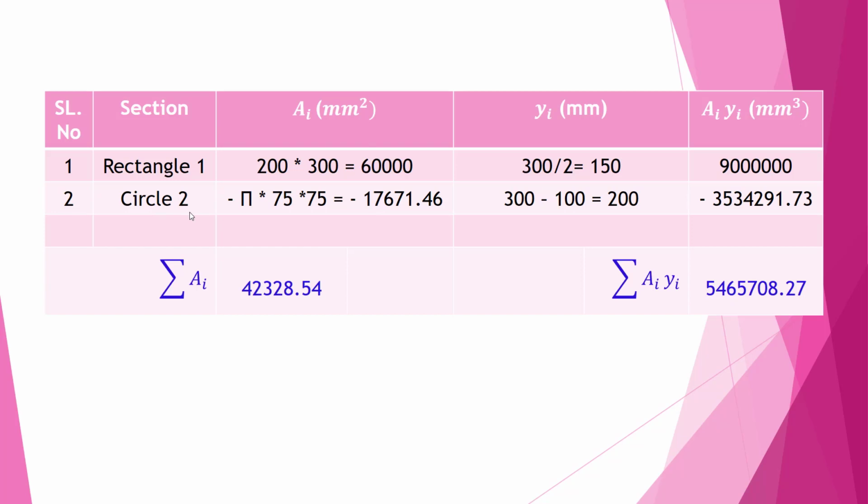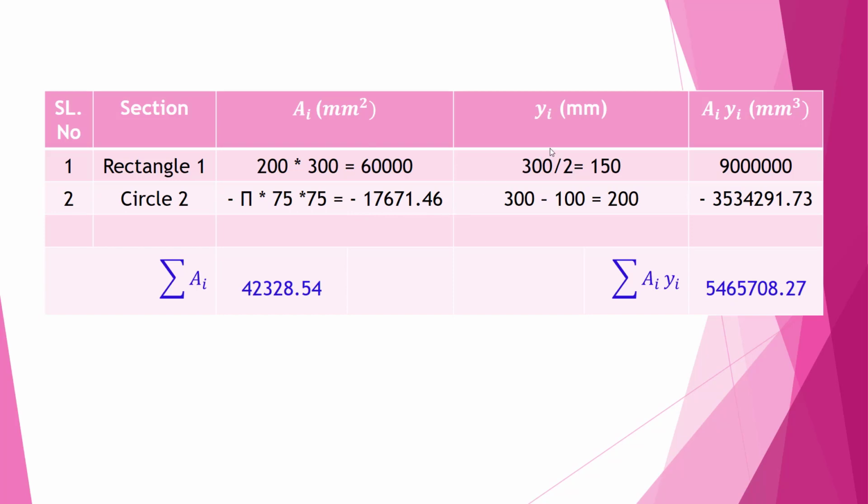Now the second one is the circular section. So we know that we are removing the circular section from the composite section. So we will provide a negative sign in the area. So area will be minus pi r square, which is equal to minus pi into 75 into 75, which is equal to minus 17671.46.